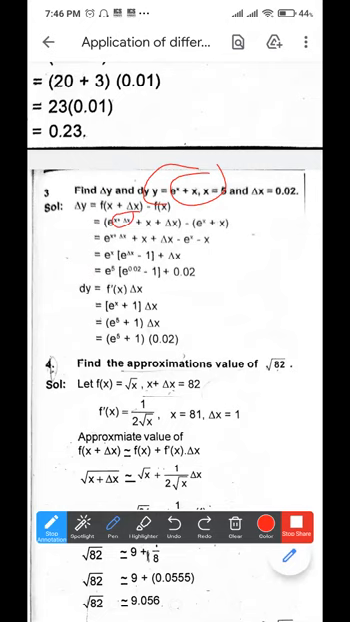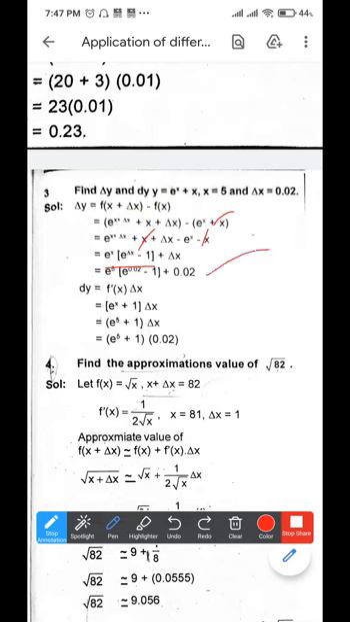Then again x plus delta x minus f of x, same thing. Then open the bracket, simplify. Plus x minus x gets cancelled out. From e power x is taken as common. What is left? e power x (e power delta x minus 1) will be left. Now substitute the values and you will get the final answer.